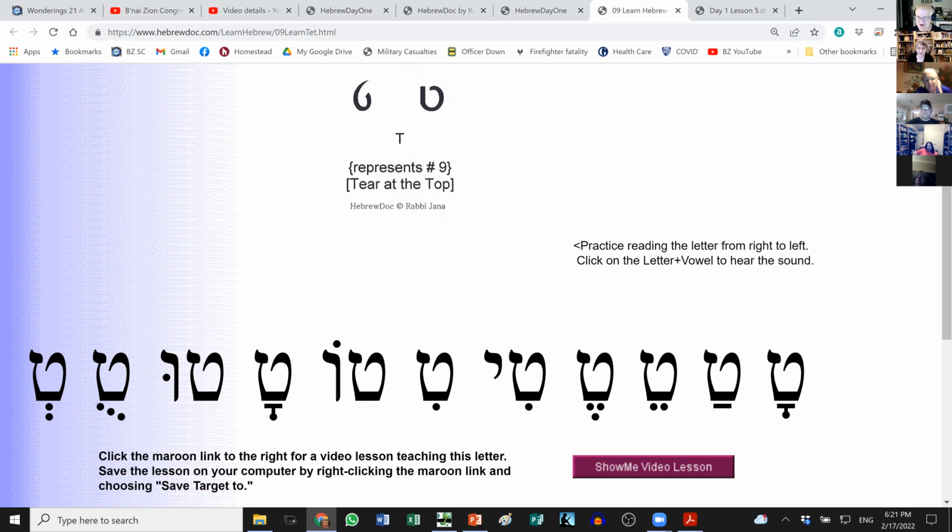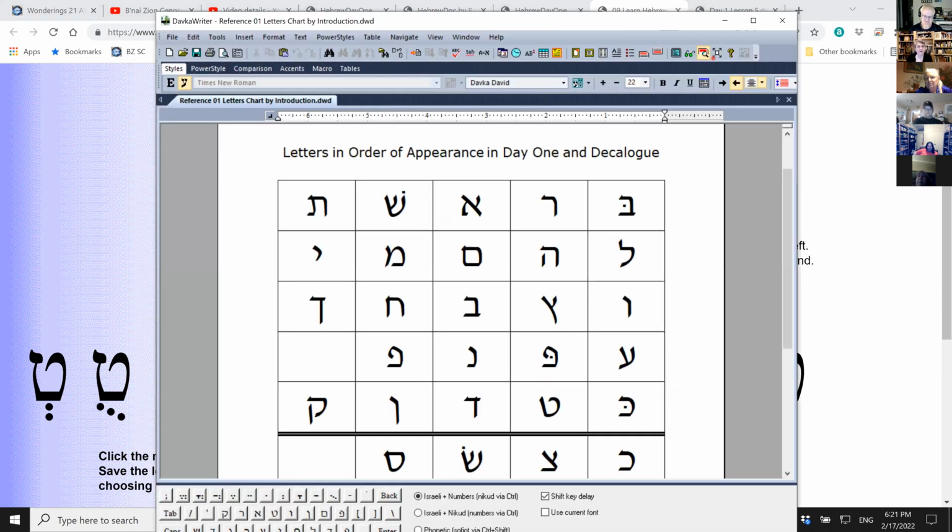The tav, which looks like that, well, I should probably show it to you on this thing again, instead of trying to confuse you. The tav we learned in the first lesson. The tav looks like this. Remember, it's attached to the top with the tear toe at the bottom left.